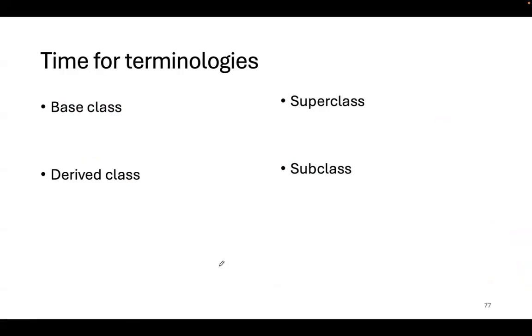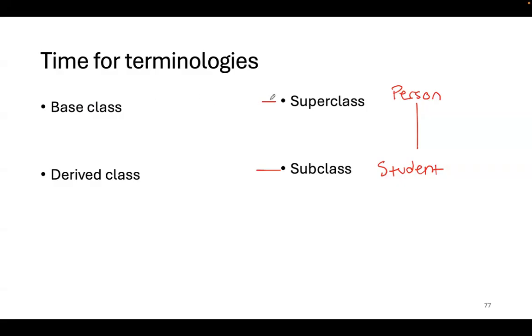All right, so we have to talk about terminologies a little bit. So far you've heard me call it superclass and subclass. So if we're talking about a person and a student, the more general thing, the thing we drew on top, that's the superclass. The more specific thing that we draw on the bottom is the subclass. And similarly, we can call person the base class and student the derived class.